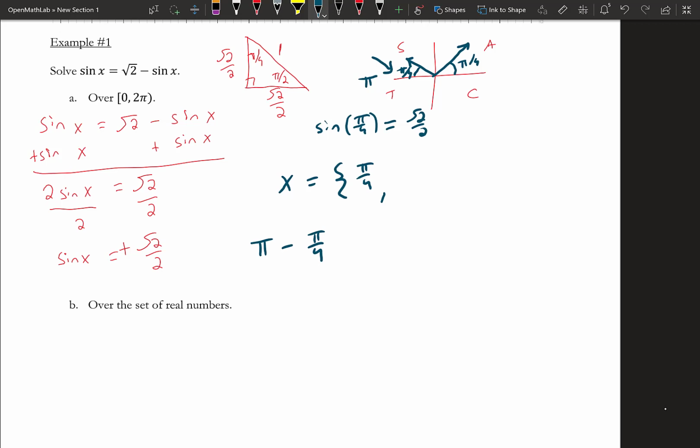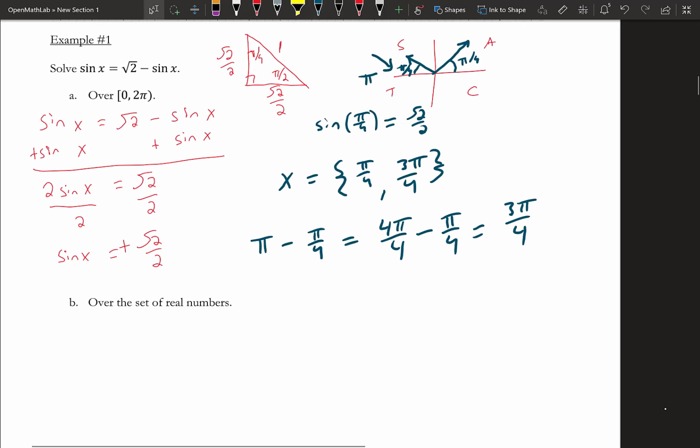So if I take pi minus pi over 4, I need to get common denominators. So 4 pi over 4 is the same thing as pi. So 4 pi over 4 minus pi over 4, we get 3 pi over 4. So that's the other point there. And we're limiting ourselves just between 0 and 2 pi, so those are the only possibilities.